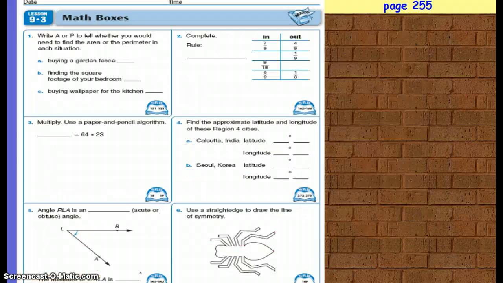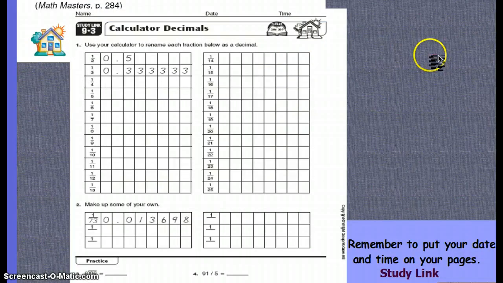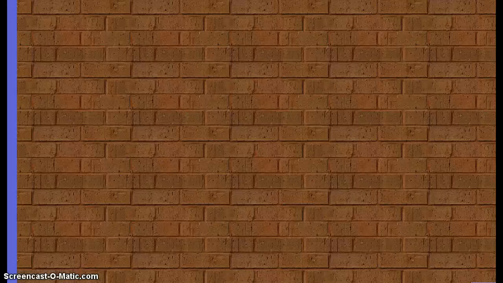Next, you need to go to your Math Journal and do page 255. Remember, if you get stuck on any of these, to go to your SRB first for assistance, and then, as always, you can come back to me. And the final thing is to do Study Link 9.3. Notice it says use your calculator to rename each fraction below as a decimal. And then please do the practice on the bottom. Thanks.